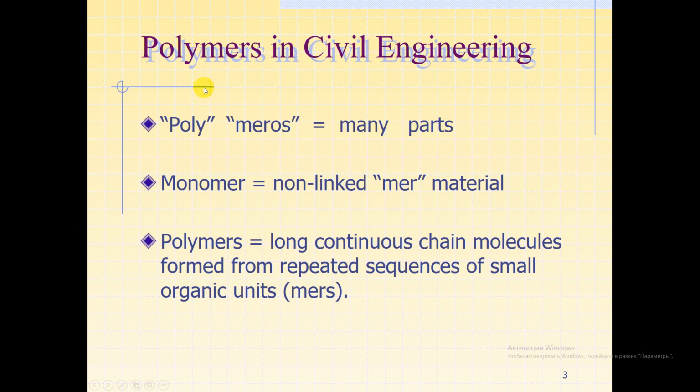So, polymers in civil engineering. Poly and meros equal many parts. Monomer equals a non-linked mer material. And polymer equals long continuous chain molecules formed from repeated sequences of small organic units, mers.